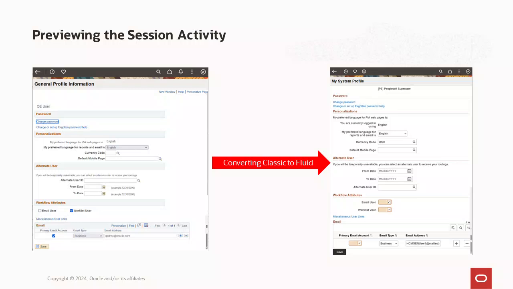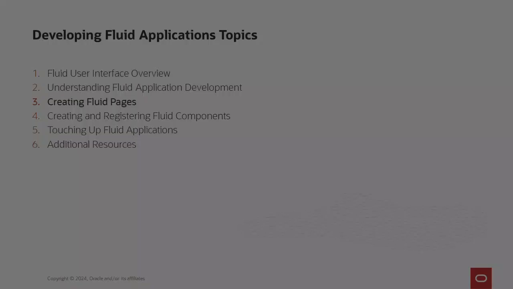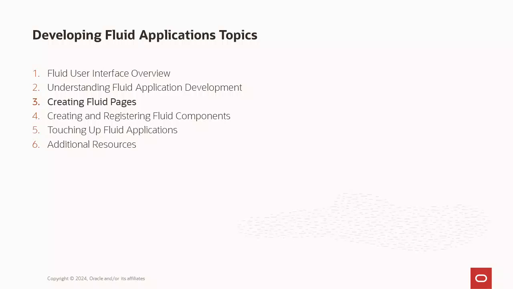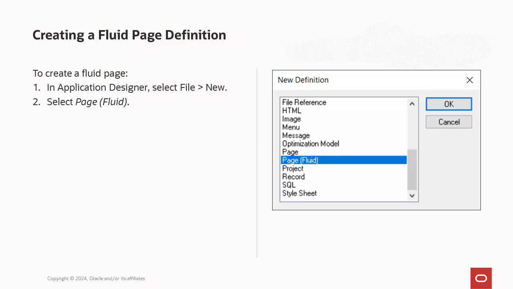But remember, whether you're converting an existing Classic application to Fluid or creating a Fluid application from scratch, the information in this video and these demonstrations will introduce you to the main steps of Fluid application development. In this topic, we will cover the task of creating Fluid pages. You create Fluid page definitions in Application Designer, just as you do any PeopleSoft definition. Select File, New, to create a new definition, but then select Page, Fluid.